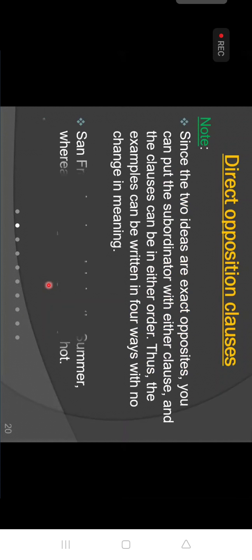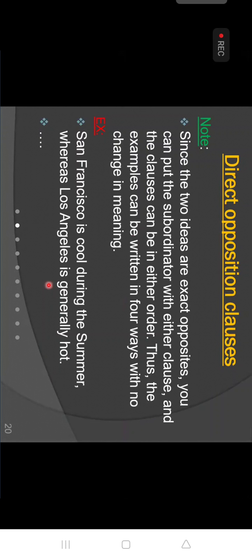So when we use these two words, we need a comma all the time. A bit strange, because for these two words, wherever you put them, at the beginning or at the end, you must put a comma. You always need one comma. Example here: San Francisco is cool during the summer, comma, whereas Los Angeles is generally hot.